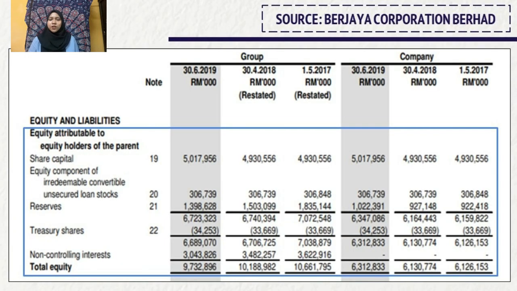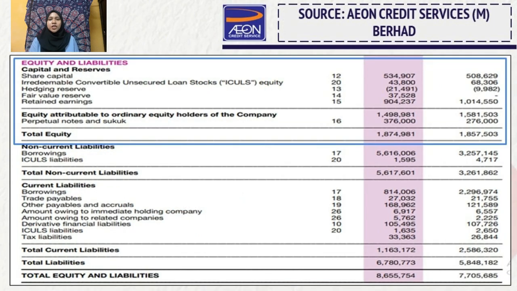We choose the statements of financial position of Berjaya Berhad and Aeon Credit Services Berhad as our examples. In these statements, the blue box shows the presentation of equity items such as share capital, retained earnings, and other comprehensive income reserve under the equity section. This subtopic will be explained clearly in the next slides. For now, I will pass the presentation to Aifa.